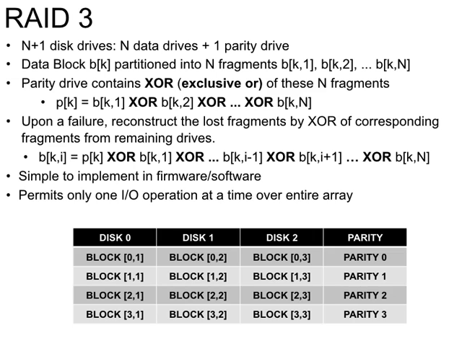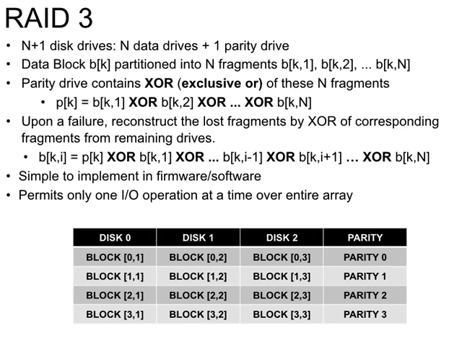As shown in the figure, if we take block 0 and divide it into three fragments, 0,1, 0,2 and 0,3, then we take an XOR of these three blocks, compute parity 0 and store parity 0 in the parity disk. Similarly, three fragments of block 1 are stored across the three disks, and the corresponding parity information is stored on the parity disk.